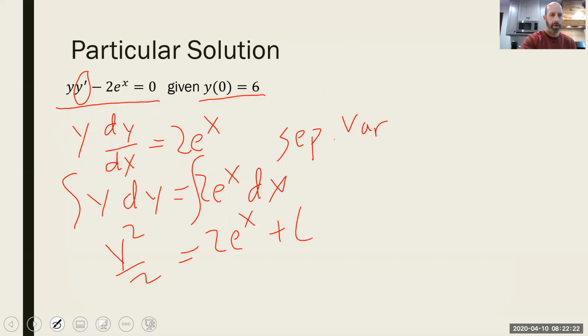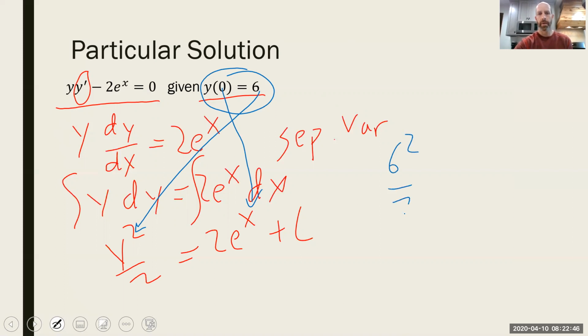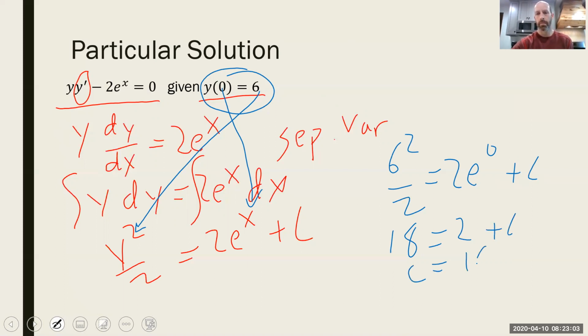We're asked to find the particular solution. So now we've got to plug this y naught equals 6 in to find what c is. So y is 6, so we're going to put 6 in here for y, and we're going to put 0 in here for x. So that's going to give me 6 squared over 2 equals 2e to the 0 plus c. So that'd be 36 divided by 2, which would be 18, equals 2 times e to the 0, and e to the 0 is 1, so that's 2 plus c. So c is equal to, that looks like 16.